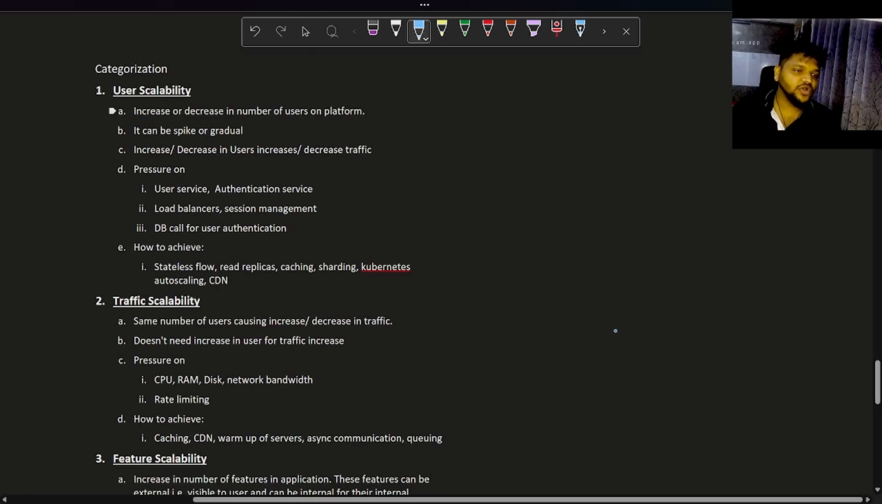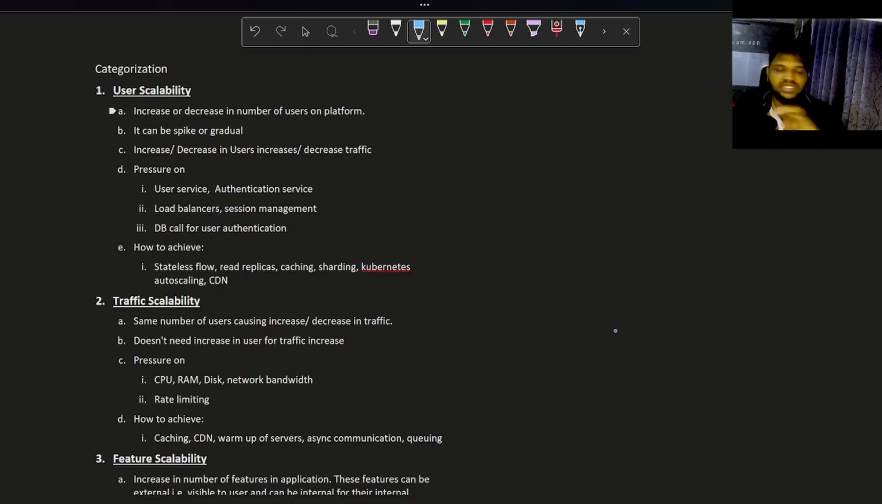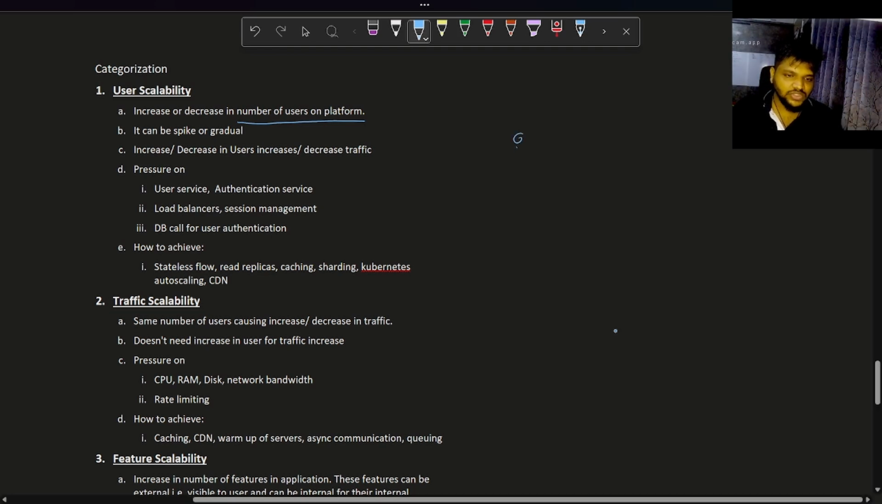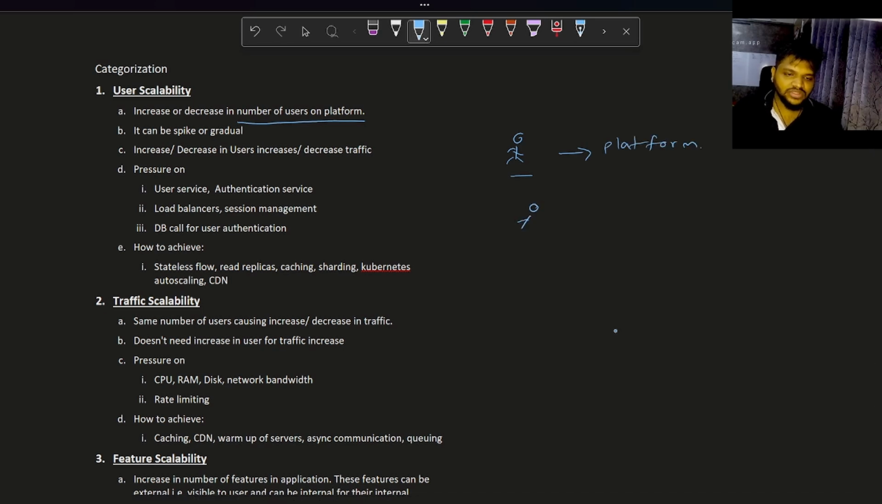The user scalability. In user scalability, again, it is an increase and decrease. Every scalability has increase, decrease, spike and gradual. Just remember that. User scalability is the number of users on the platform increasing. Again, it can be a spike, it can be gradual, but the users on your platform are increasing. So let's say today there was only one user using my platform. Tomorrow there can be multiple such users using my platform. This is what I am calling user scalability.